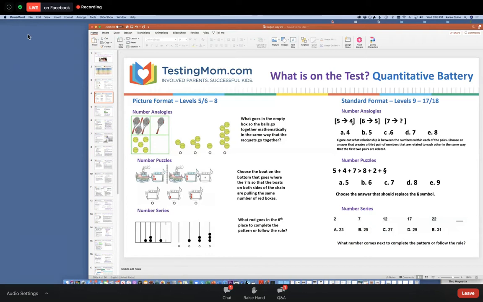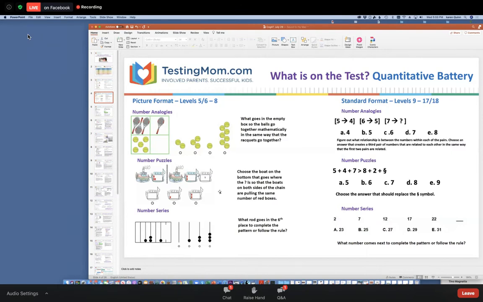So 5 is to 4, 6 is to 5. You have to figure out what the rule is. And we can see here the rule is to subtract 1. So 6 would be the answer here. That's the rule on these number analogies. Number puzzles are like equations.